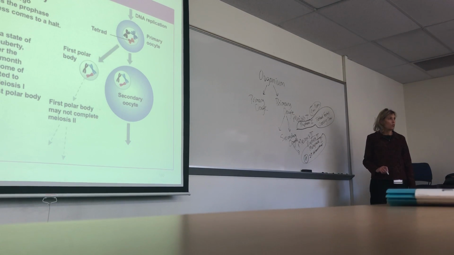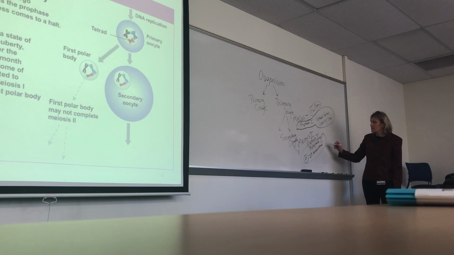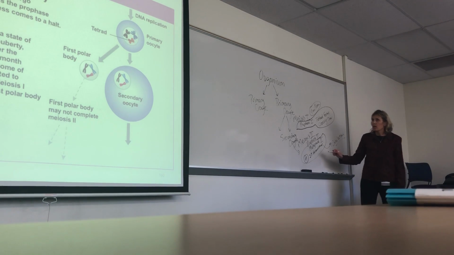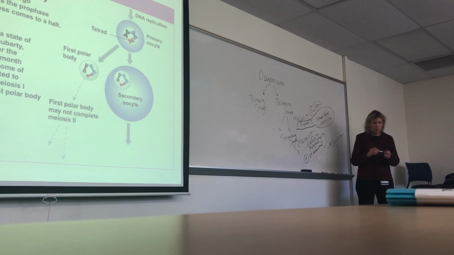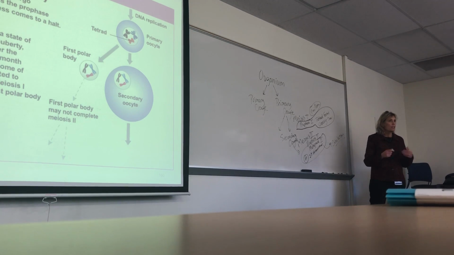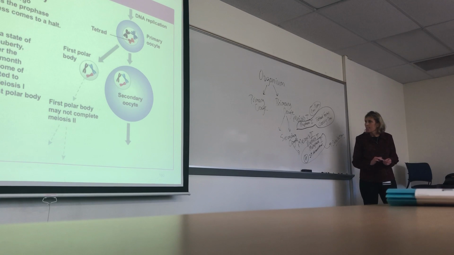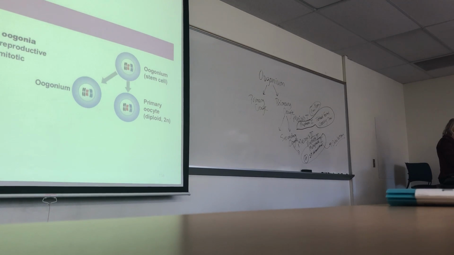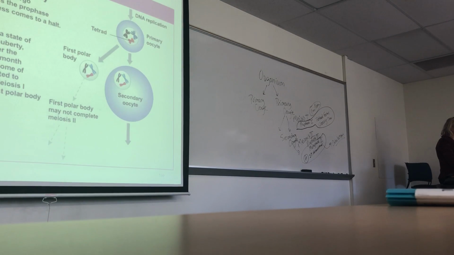Locked into metaphase II. This is what's going to be released during ovulation. Okay? The secondary oocyte locked into metaphase II. That's what gets released during ovulation. All right, so let's go back and look at some of the details here then. Okay, so here is meiosis I.